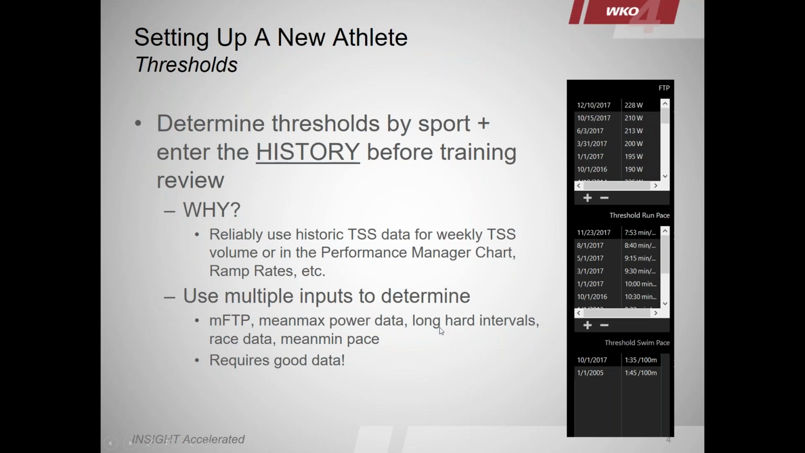So my philosophy on this, and we're going to get into it a little bit, I'm going to open up WKO4. But my philosophy here is, in order to determine some of these thresholds, let's use as many multiple inputs and make a call on that as we can.